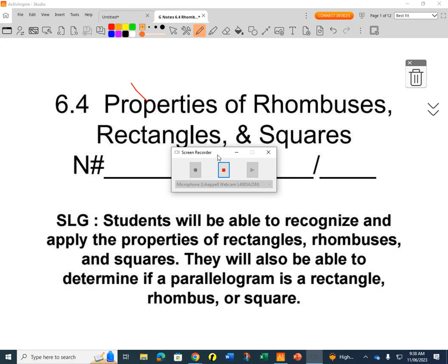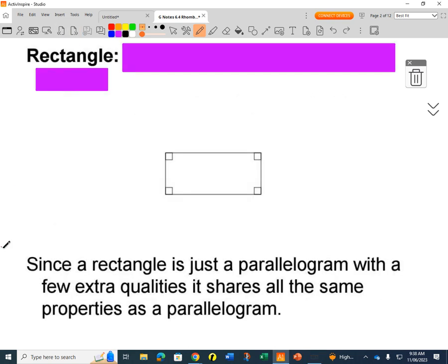Today we are talking about rhombuses, rectangles, and squares. Rhombuses, rectangles, and squares. Oh my. Isn't it?